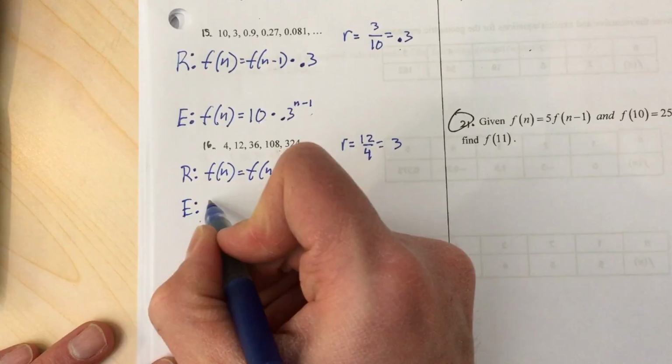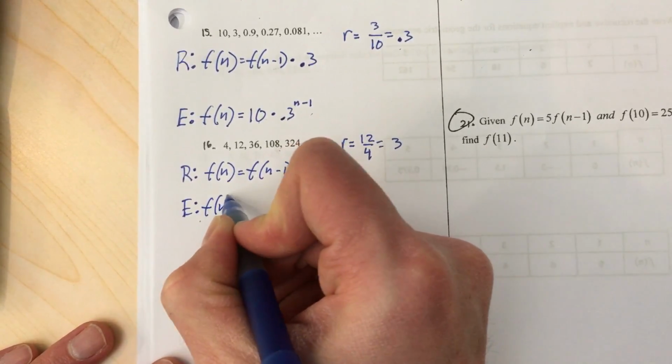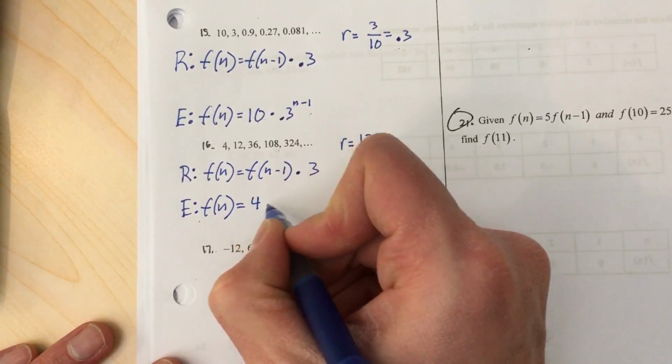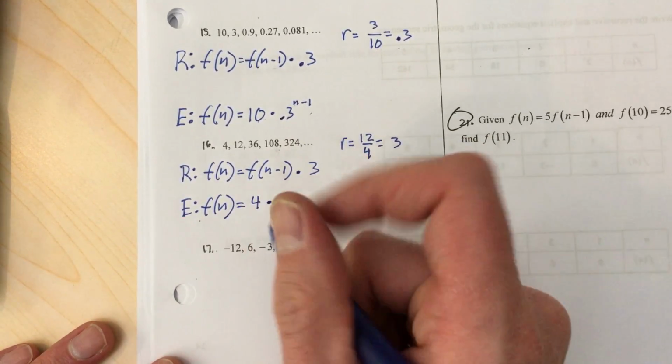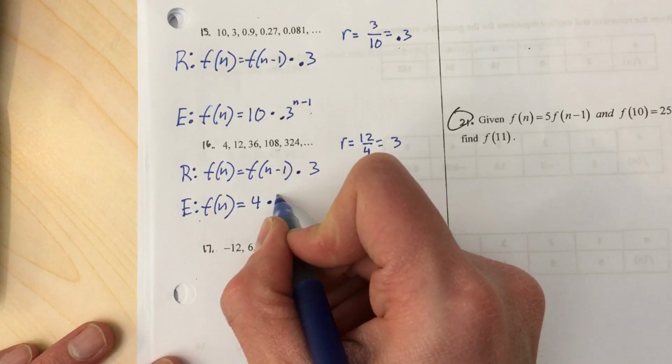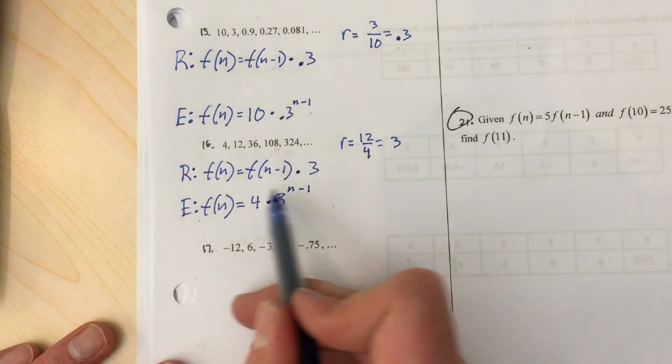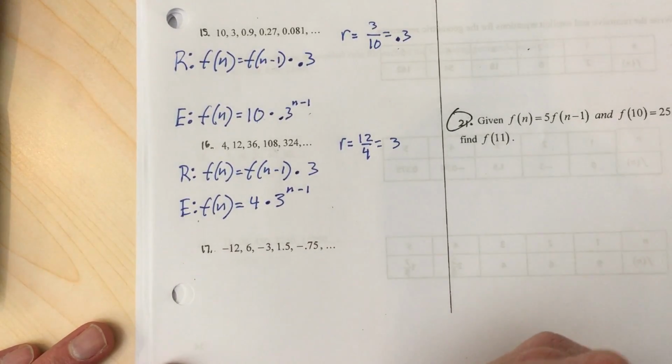Our explicit rule, f of n equals our first term, 4, times the common ratio of 3 to the n minus 1. So this should also look familiar to what we did in our warm-up today.